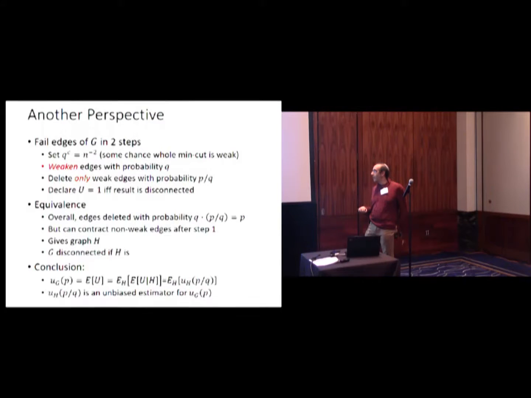And that tells me that the disconnection probability for P is just the expected value of the disconnection probability of H when I compute it at this alternative failure probability. In other words, this quantity, UH of P over Q, is an unbiased estimator for the quantity that I want to compute.